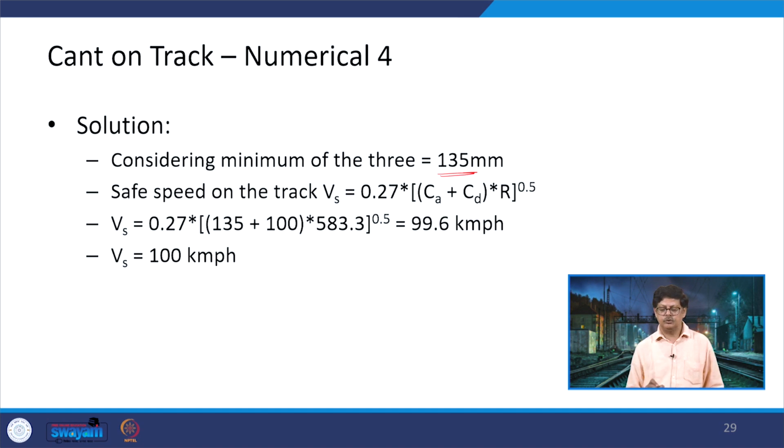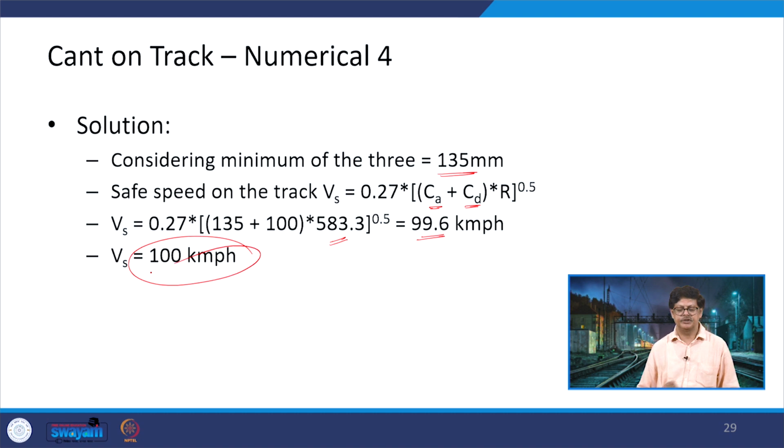Now, we will use this value of 135 and the Cant deficiency of say 100. If we are considering that with the radius of 583.3, we are getting the safe speed as 99.6 kilometers per hour. We can round it off to 100 kilometers per hour. So, that is how we can solve this type of numerical. In this particular numerical you have seen, we have used the restrictions at almost 3 locations: with respect to deficiency, with respect to excess, with respect to actual Cant which needs to be provided. So, you need to be very careful while solving such numericals.